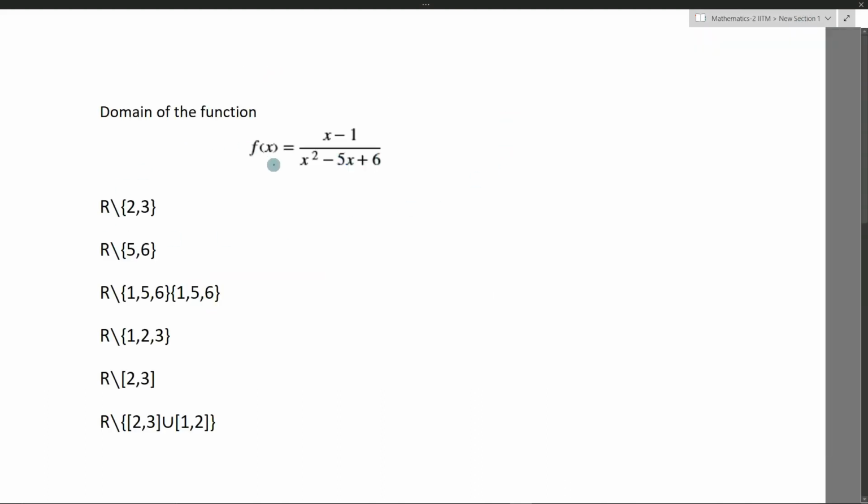So they have asked us the domain of a function, right? To get the domain of the function, we have to make sure that this does not go to infinity, right? When does this function go to infinity? Only when it is in the form of something in the numerator divided by zero. So the denominator should not go to zero, right? For which value of x does this denominator go to zero? That we have to find.